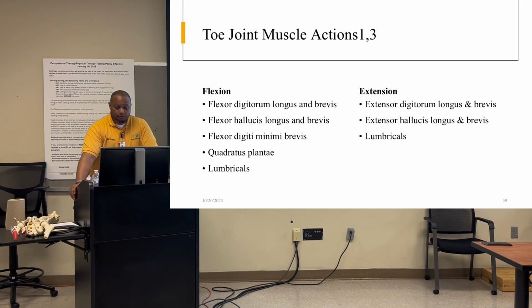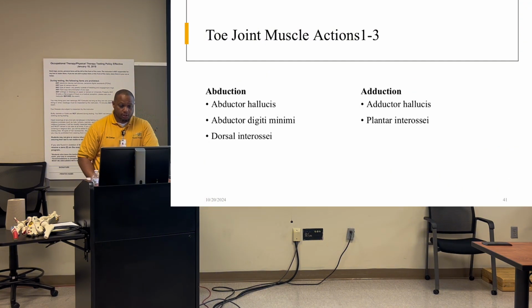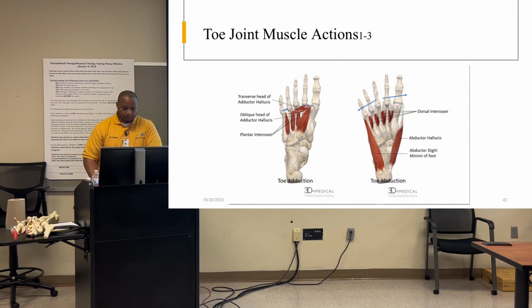Then we have extension, performing extension at the toes, extensor digitorum longus and brevis, extensor hallucis longus and brevis, and also your lumbricals as well. Colorful diagram. Your toe muscle actions for abduction, abductor hallucis, abductor digiti minimi, dorsal interosseous. Adduction, adductor hallucis, plantar interosseous. We know how to manual muscle test those, so we're gonna know how to do muscle selective tension testing of those. All right. Another diagram for you all to study.